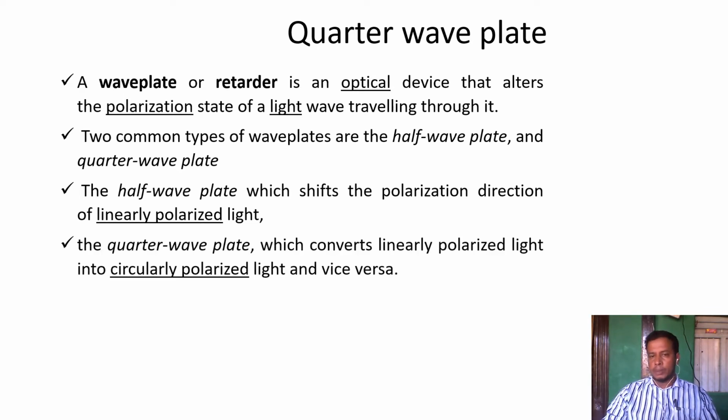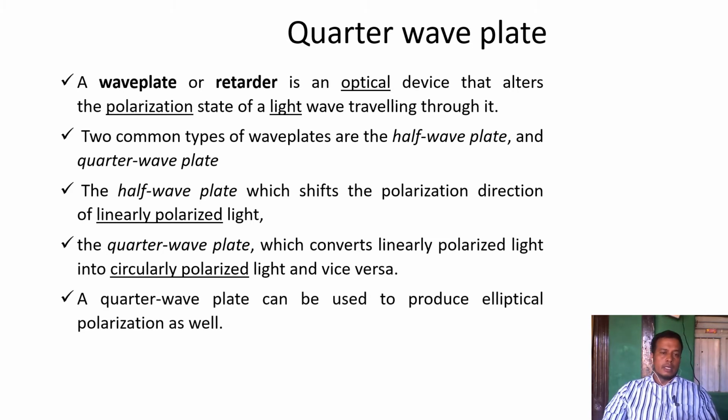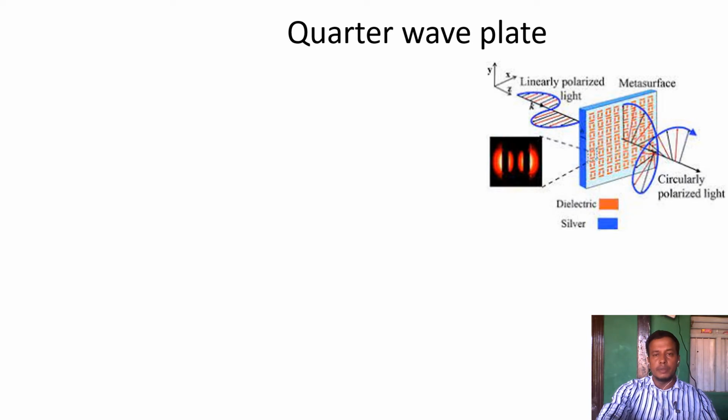Whereas the quarter wave plate can convert linearly polarized light into circularly polarized light, and circularly polarized light into linearly polarized light, and it also produces elliptical polarization as well. Let's see the quarter wave plate. In this picture you are seeing the quarter wave plate. When linearly polarized light passes through this wave plate, it changes the linearly polarized light into circularly polarized light.